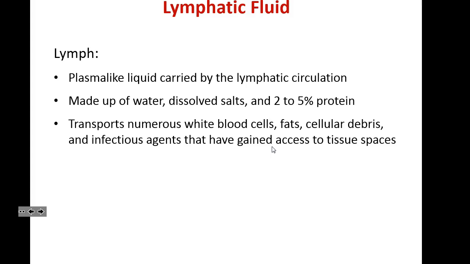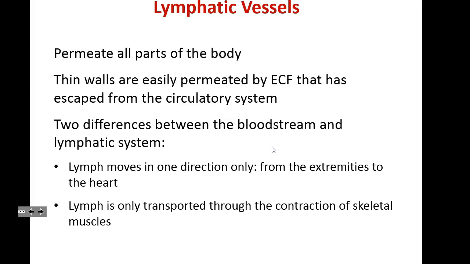Lymph is a plasma-like liquid that's carried by the lymphatic circulation. It's made up of water, dissolved salts, and 2 to 5% protein. It transports numerous white blood cells, fats, cellular debris, and infectious agents that have gained access to tissue spaces. Lymphatic vessels permeate all parts of the body. Thin walls are easily permeated by ECF that has escaped from the circulatory system.